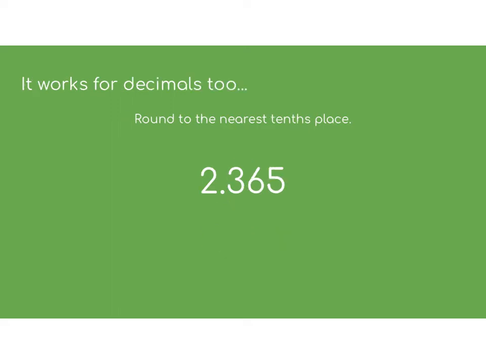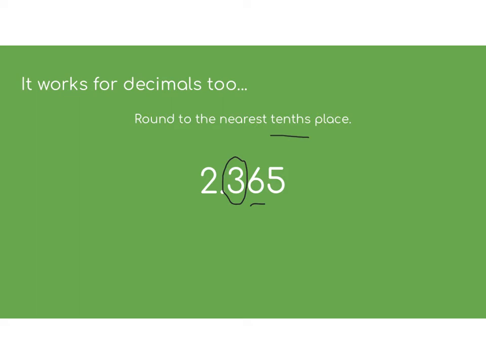It works for decimals too. Round to the nearest tenths place. Our question's asking us to round to the nearest tenth. We're going to circle the digit in the tenths place and underline the digit to the right. The underlined digit decides whether we're rounding up or whether we're rounding it down. Remember, 5, 6, 7, 8, 9 all round up. We have a 6, so we're rounding up.